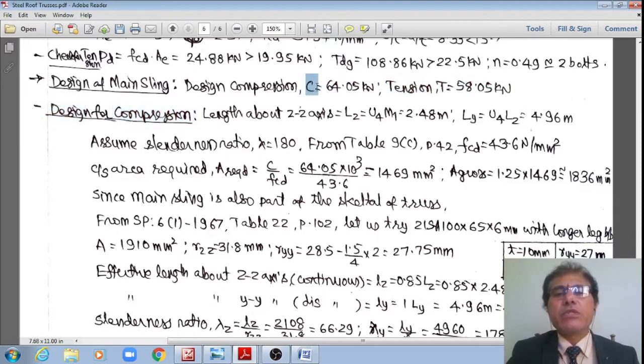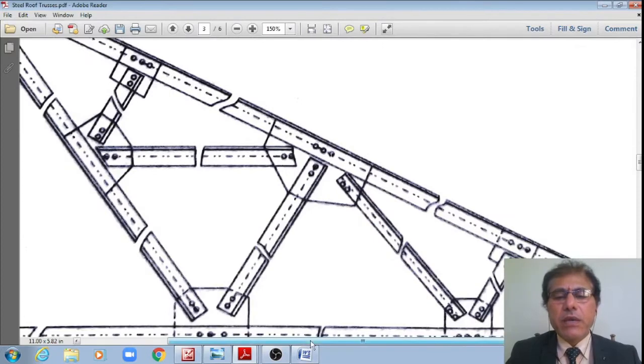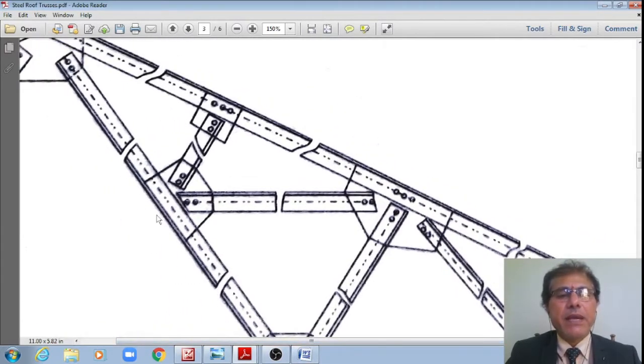However, you can see that there is a medium compression force and a medium tension force. Even the length is not that large, because it is already divided into panels. It is divided into 2 panels. Now let me show. Therefore, this is 1 panel, and even the second panel.